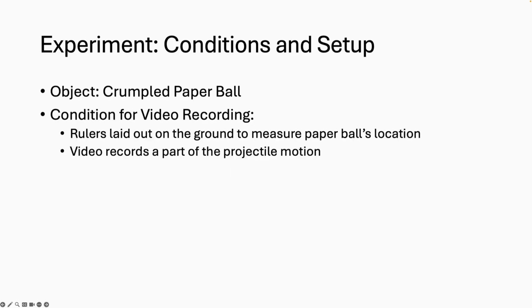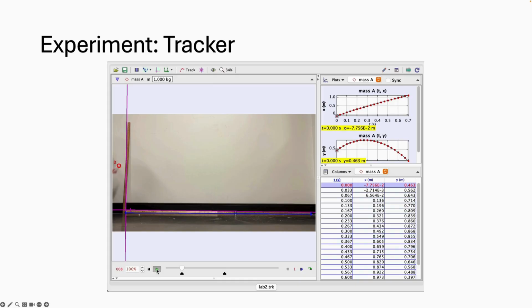Now, let's go over the conditions and setup of the experiment. The object we'll be tracking is a crumpled up paper ball. Once the video starts, the ball will be thrown with a small initial velocity and allowed to follow its projectile motion until it reaches the ground. Let's take a look at the video. Now, let's track the ball's movement. The red dots you see on the screen is what is being tracked.